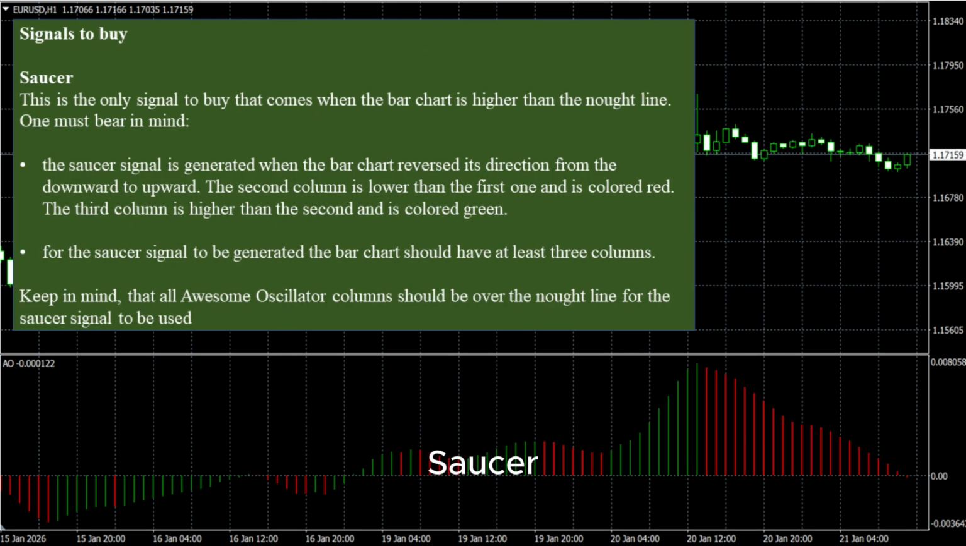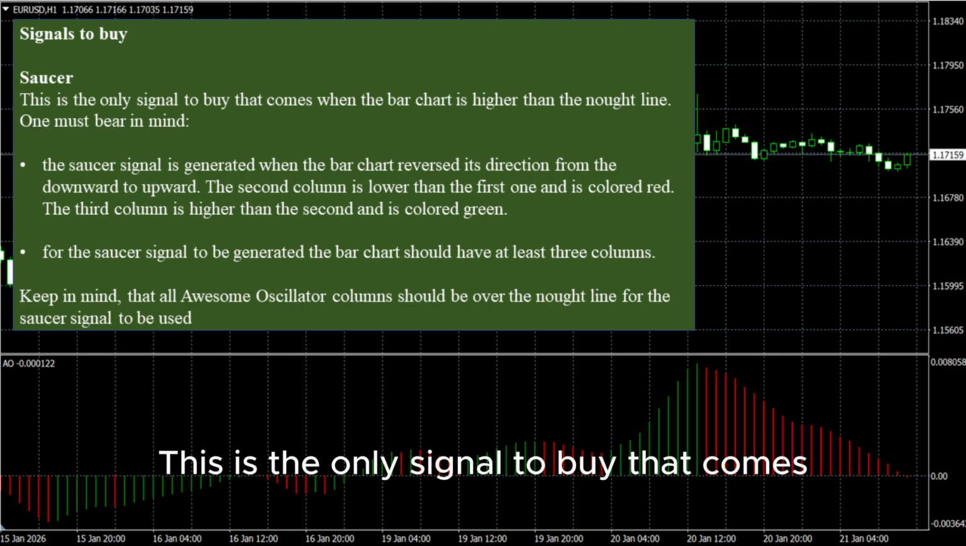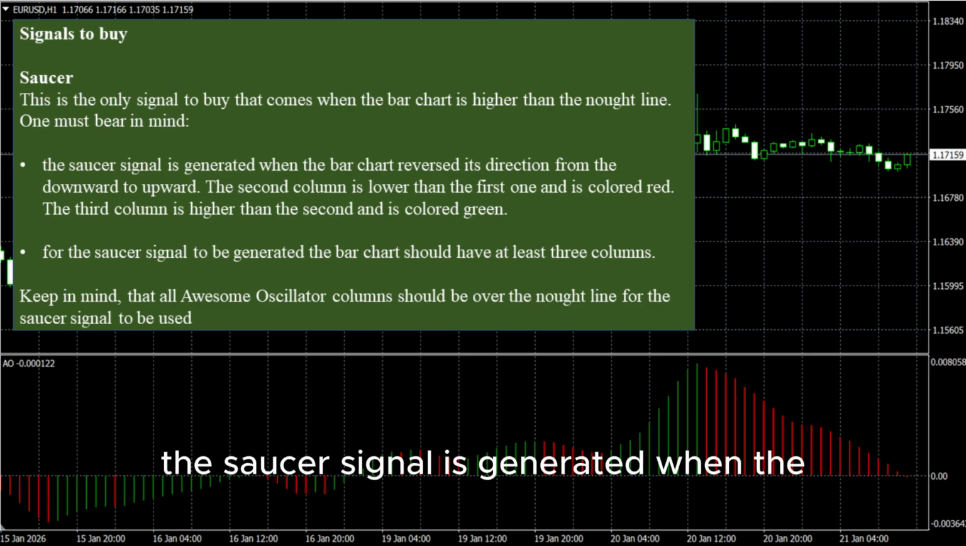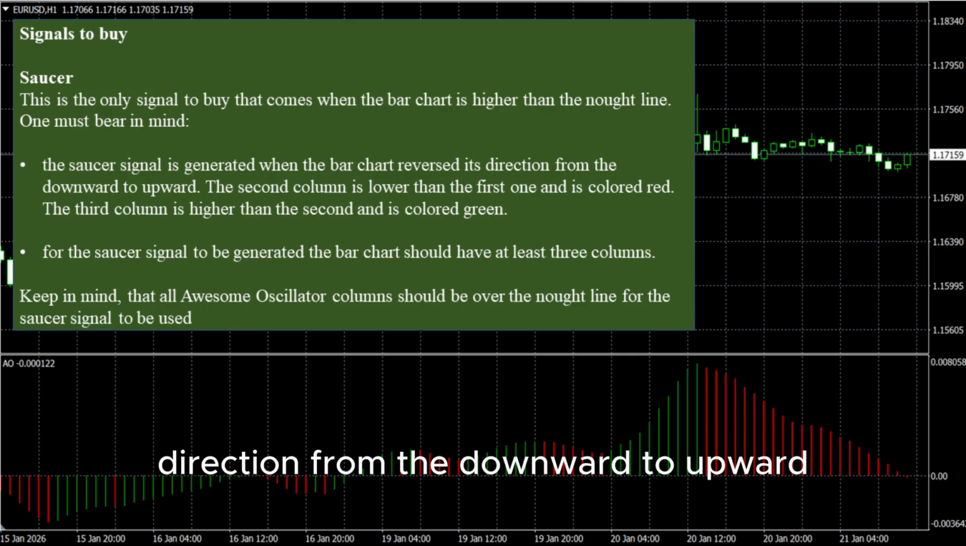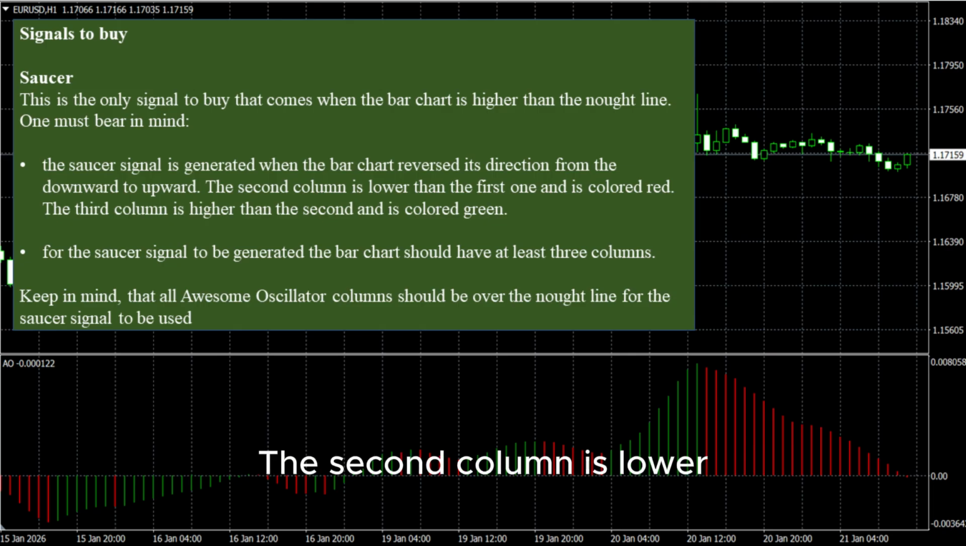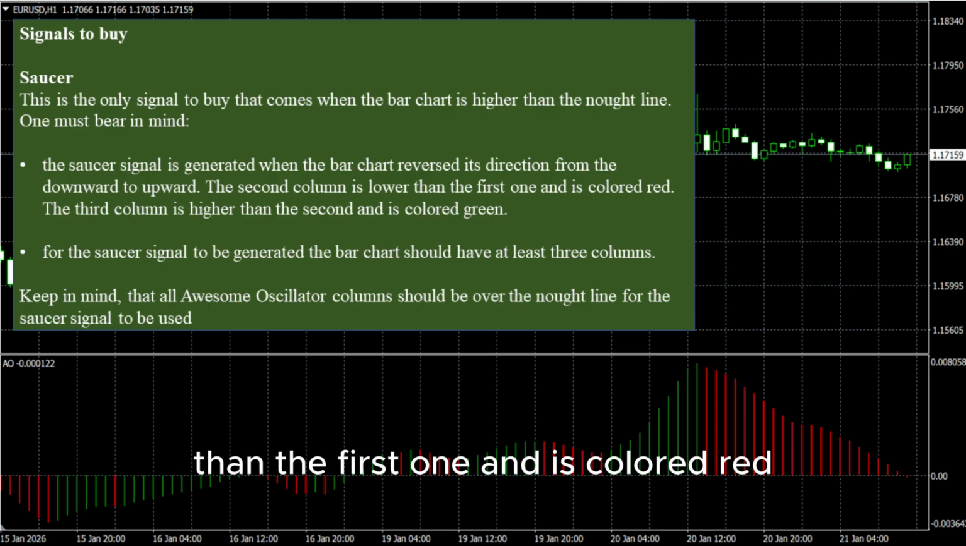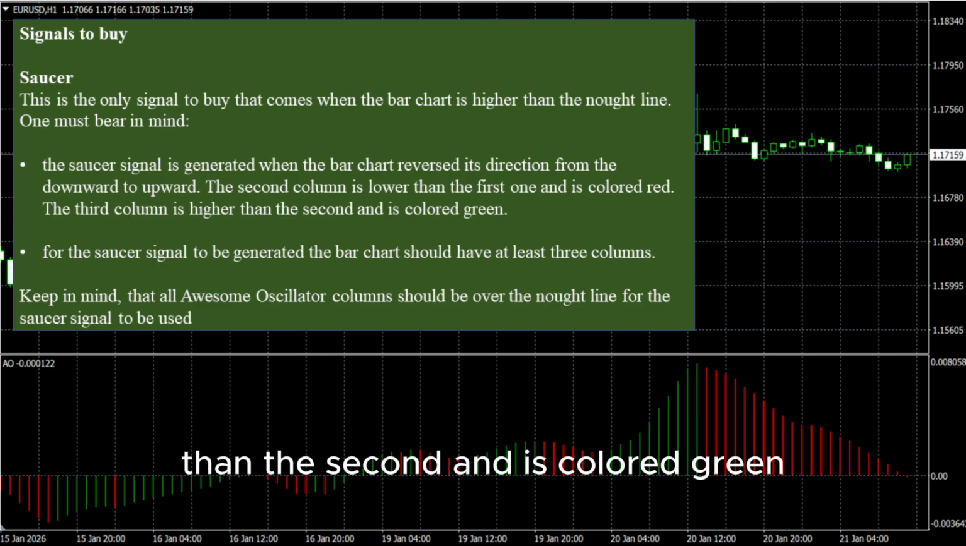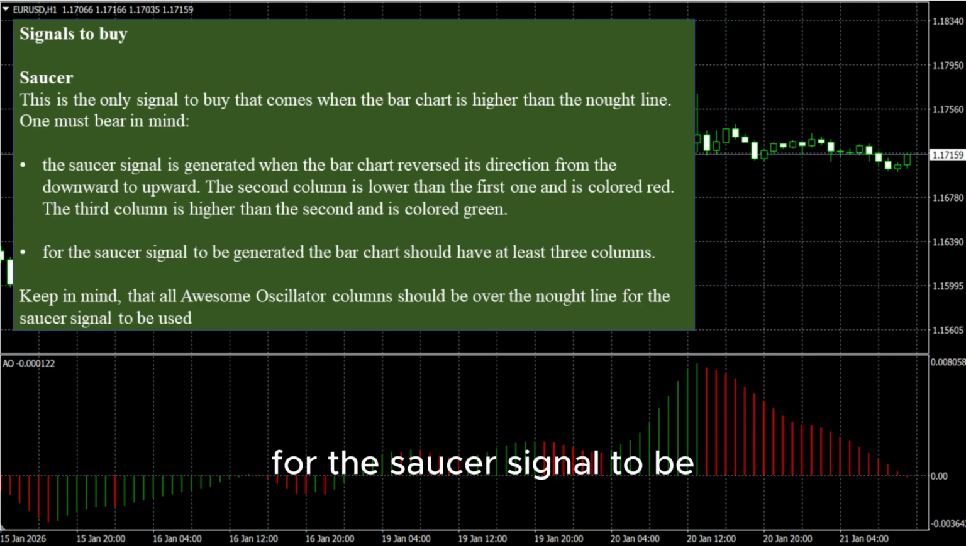Signals to buy. Saucer. This is the only signal to buy that comes when the bar chart is higher than the naught line. One must bear in mind, the Saucer signal is generated when the bar chart reverses its direction from downward to upward. The second column is lower than the first one and is colored red. The third column is higher than the second and is colored green. For the Saucer signal to be generated, the bar chart should have at least 3 columns. Keep in mind that all Awesome Oscillator columns should be over the naught line for the Saucer signal to be used.